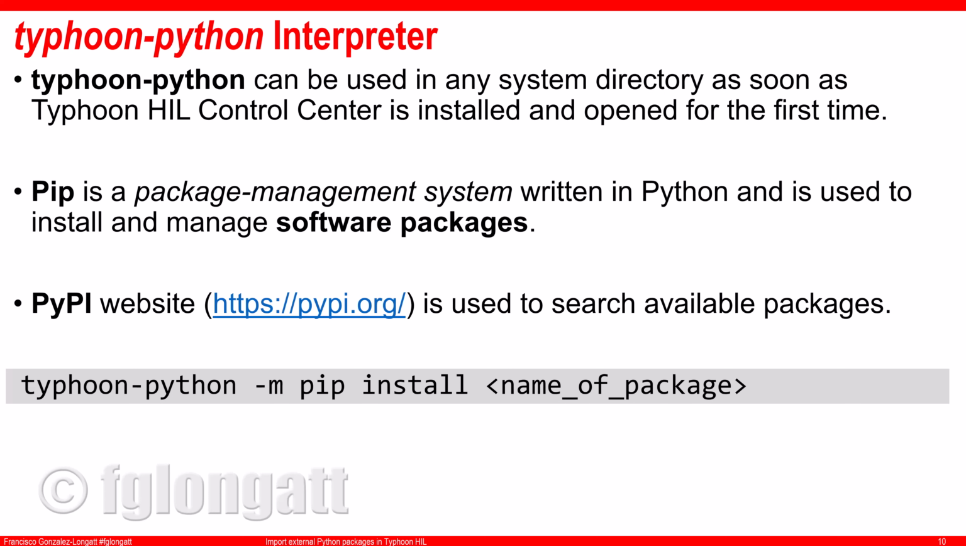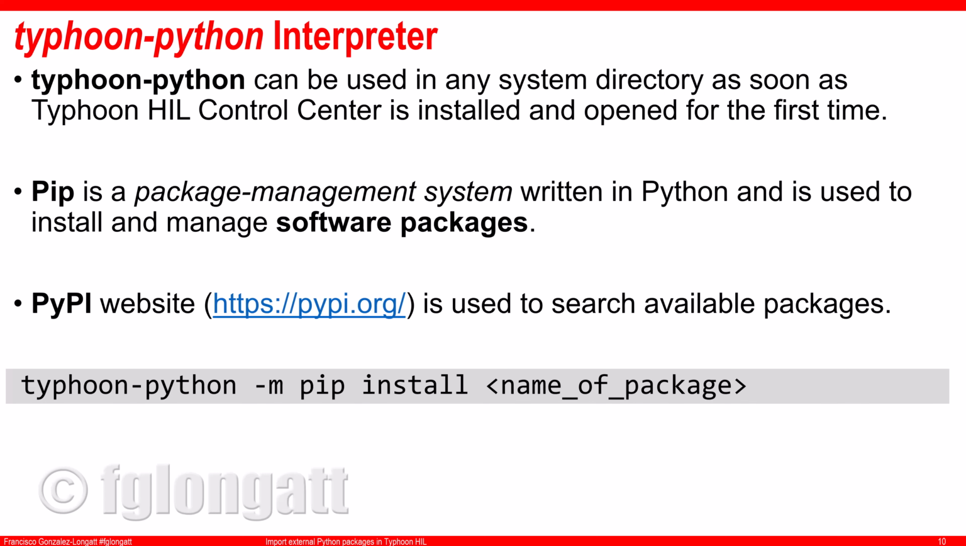It's very well known in the Python programming community that PIP is the package management system written in Python, and it is used to install and manage different software packages in this programming language. And also, it's very well known that we have PyPI, which is basically a website that allows you to search for different available packages. For that reason, we have the tools that we require to install different types of software packages, Python software packages, inside the Typhoon HIL Python interpreter.